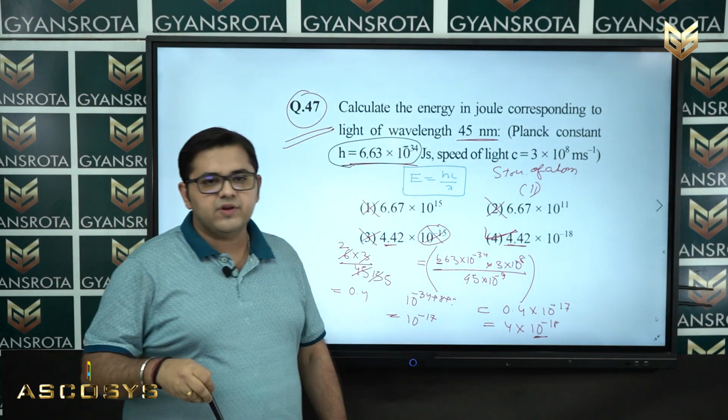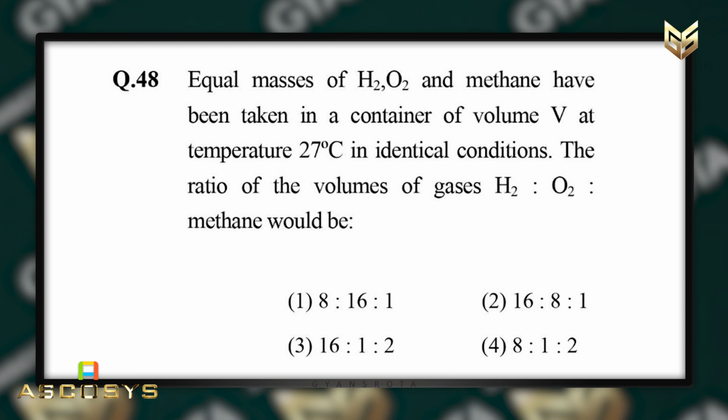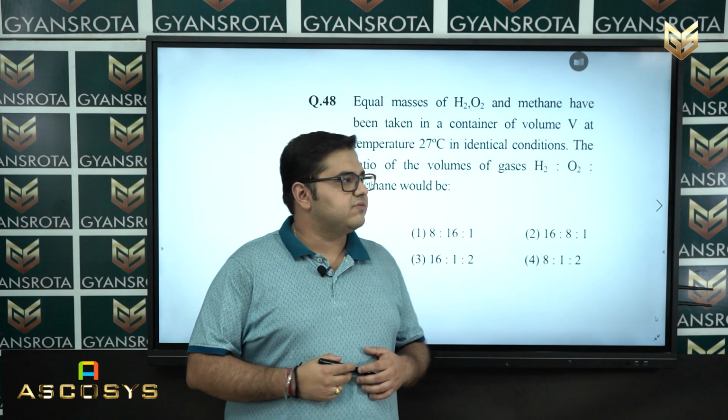Now we are moving to the next question, question number 48, which is on your screen. Equal masses of hydrogen, oxygen and methane have been taken in a container of volume V at temperature 27 degrees Celsius in identical conditions. The ratio of volume of gases, hydrogen to oxygen to methane, would be. So now we are moving to the solution part.